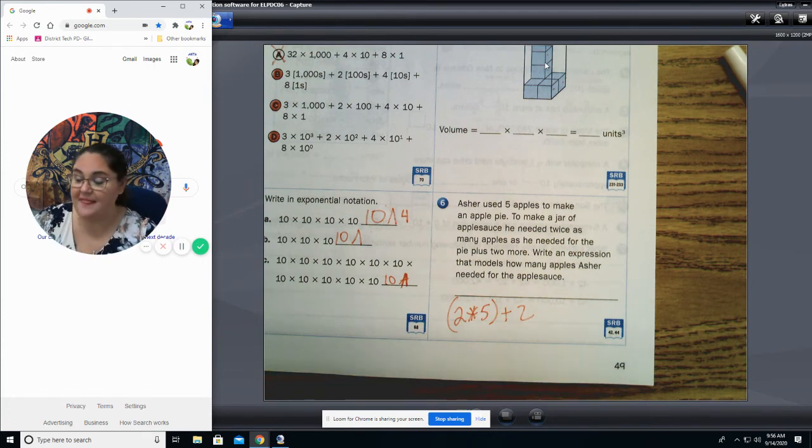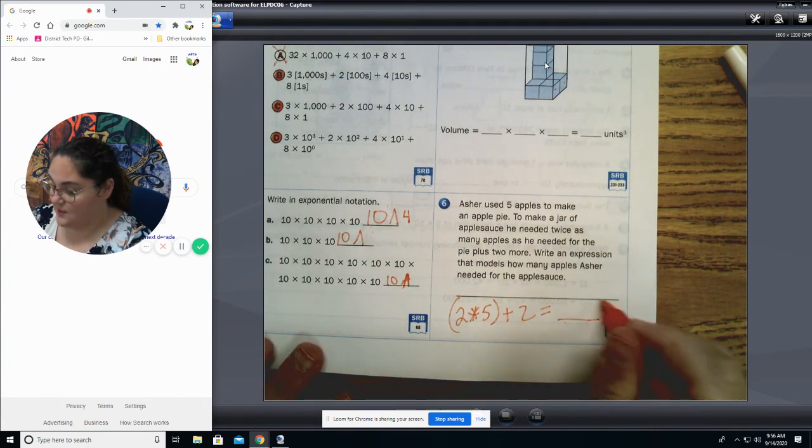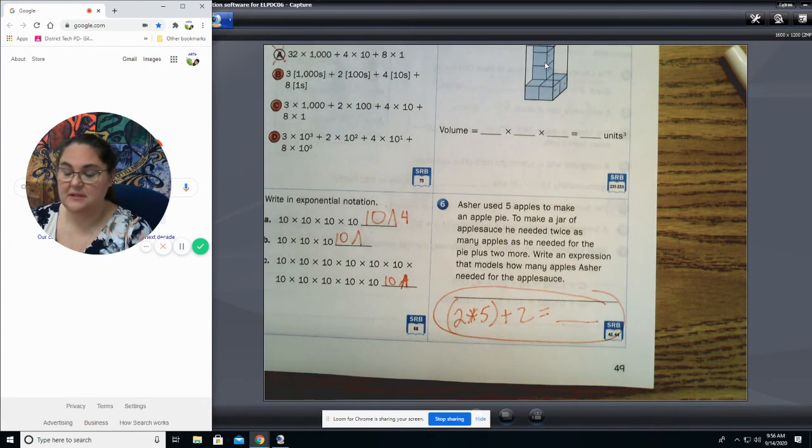So on this answer in your assignment, you will need to write this whole thing. You need to have parentheses. It needs to say 2 times 5 plus 2. And then it needs to have your answer.